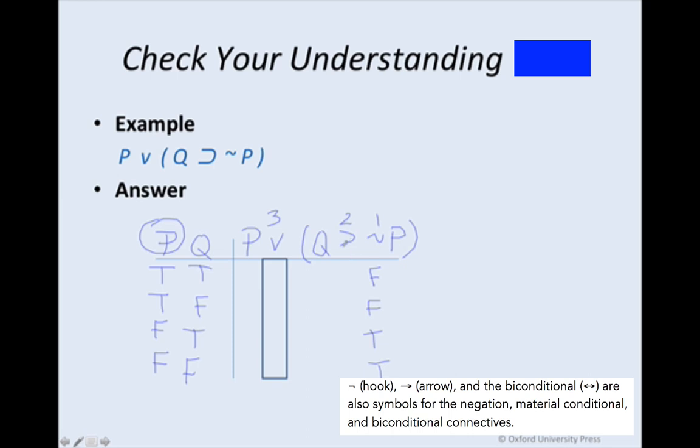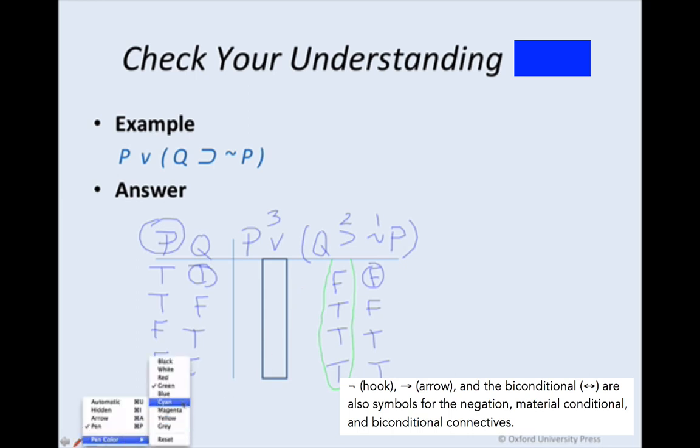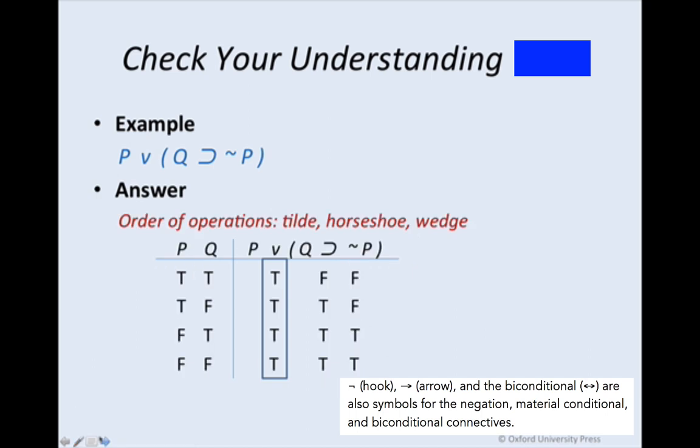Now let's look at the horseshoe. The horseshoe is false when and only when the antecedent is true and the consequent is false. In all other cases, the horseshoe is true. Lastly, we compare the values of P with the values under the horseshoe. And we end up with yet another tautology. It looks like we did quite well.